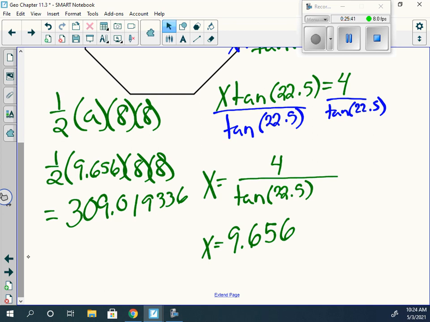So when I plugged it in, I didn't plug in 9.656. I actually plugged in 4 over tangent of 22.5, because it'll give us a closer approximation of the value. But here, that's going a little bit farther than what we're actually going to cover. I wanted to show you this so that you can see that we can actually find the area of a regular polygon with just a side length, if we know what the polygon is.